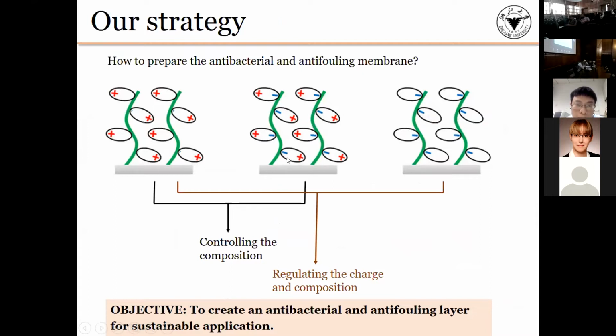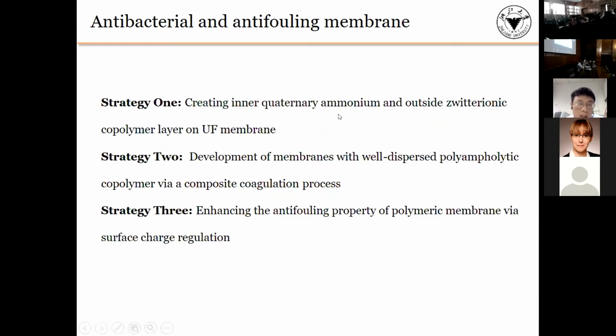One strategy is controlling the quaternary ammonia groups and the zwitterionic groups, controlling the composition to get the antifouling and antibacterial property. Another way is using charged polymers to get mixed charged polymers and to regulate the charge and the composition to get the antibacterial and antifouling layer. Here I will introduce three strategies we use to make the antibacterial and antifouling membranes.